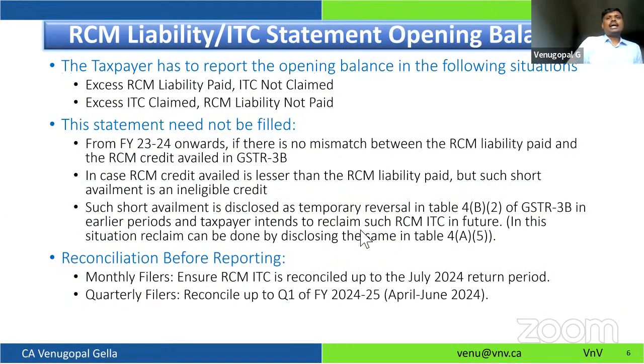So the taxpayer has to report in the opening balance. It could be two situations of the opening balance. Either my RCM liability has been paid and ITC is not claimed, so my liability is more, ITC not claimed. Or I have erroneously claimed excess ITC, but RCM liability is not paid. When both are matching, there is no opening balance. My opening balance could be a plus figure or a minus figure, RCM liability figure or an ITC statement figure.